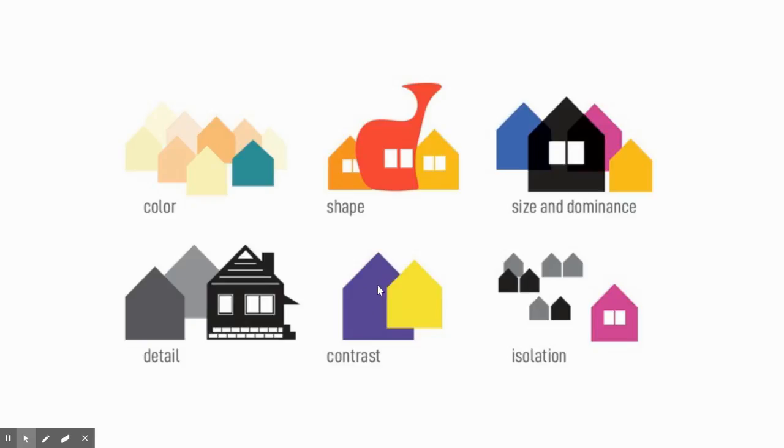Contrast can give emphasis. So although this house is bigger, this house is yellow and it stands out more. So it's got a lot of contrast. You can isolate objects to show emphasis. All of these are together in this group, but this house is off on its own, so it's emphasized. And then with the color, all of these are different shades of tan or beige, but this one's blue, and so that one stands out to us.